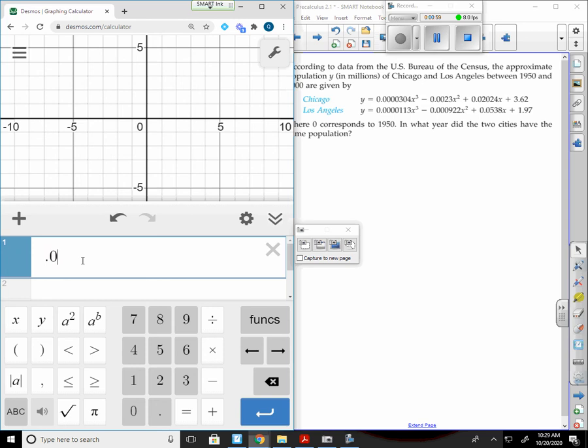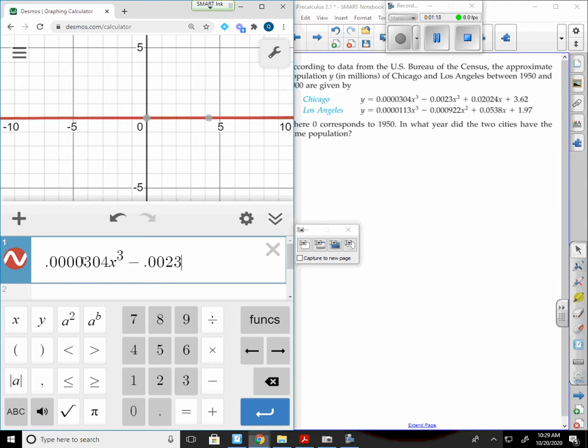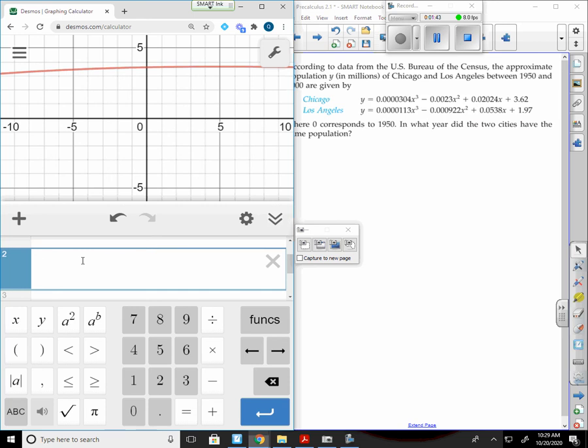It should be lots of fun. I see lots of zeros here. So I have 0.000304 x to the third, then minus 0.0023 x squared, plus 0.02024 x, plus 3.62. I have to enter my other equation in.